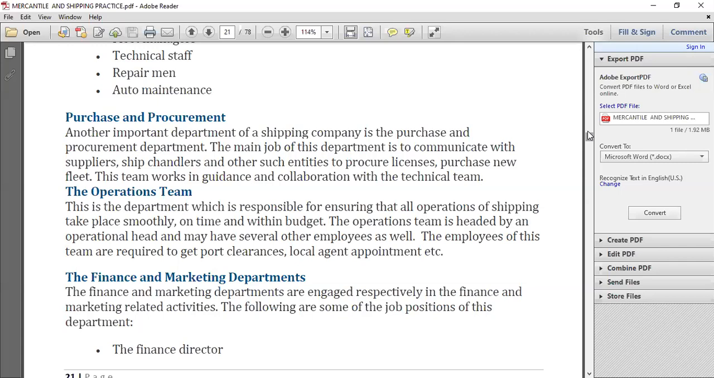Then we have the operations team. This is the department which is responsible for ensuring that all operations of the shipping take place smoothly, on time, and within the required budget. The team is headed by an operational head and may have several other employees as well. The employees of this team are required to get port clearances, local agent appointments, etc.